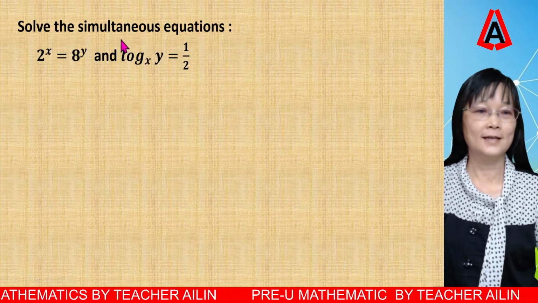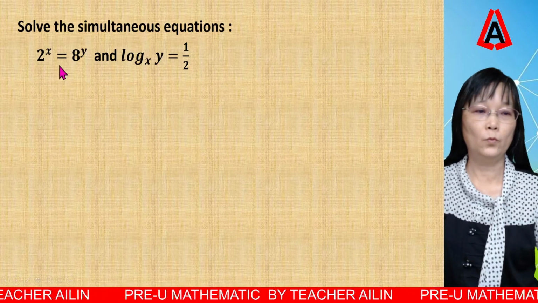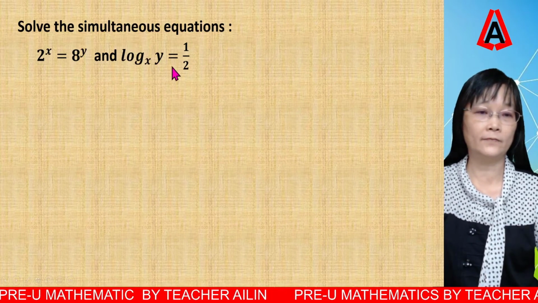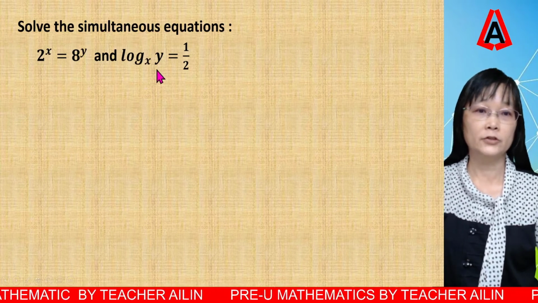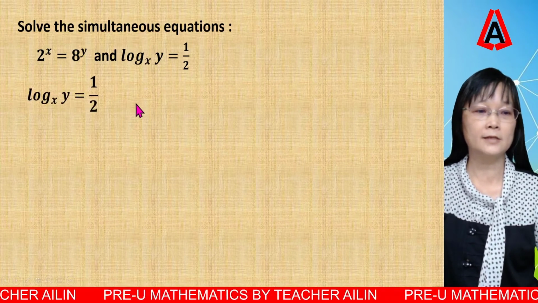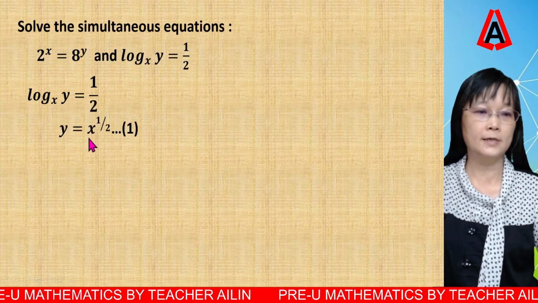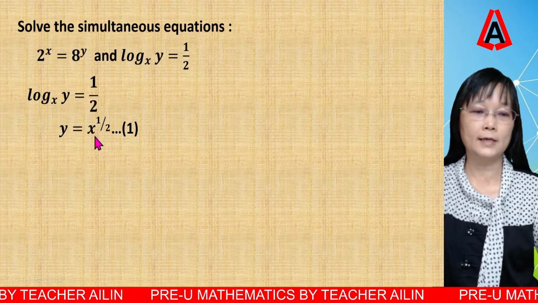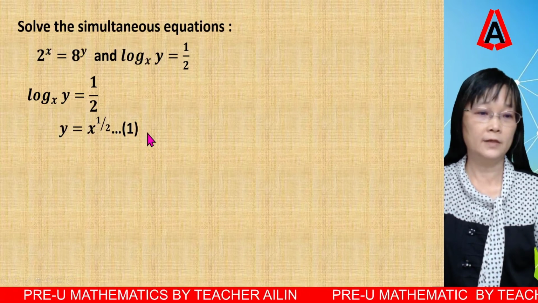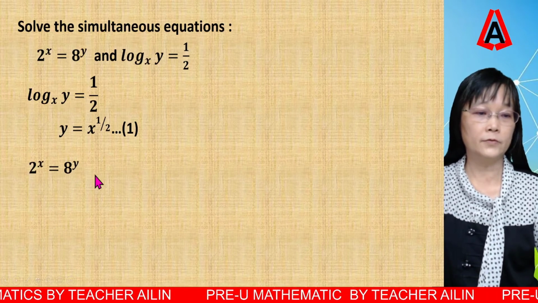Now let's try this simultaneous equation. In this simultaneous equation, one is in index form, the other one is in logarithm form. So first I'm going to change the logarithm equation into index form. When I shift the base to the right hand side, now I get y equals x to the power of 1 over 2. So I leave this equation here.